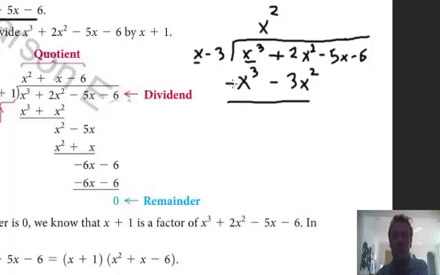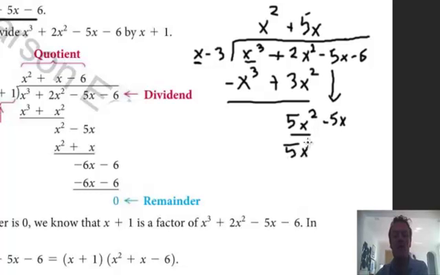Okay, look at this. Put that there, and of course this will cancel. X cubed minus x cubed, that's gone. 2x squared plus 3x squared is 5x squared, okay? There we go. Bring down the next term, just like long division, minus 5x, okay? Right, we're off again. What's 5x squared divided by x? Well, that is 5x. And when I multiply back, 5x times x is 5x squared. That first term will always be the same. It will always cancel. And 5x times negative 3 is negative 15x.